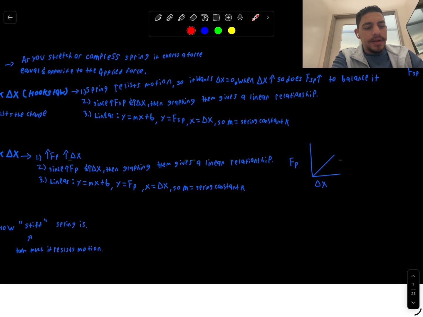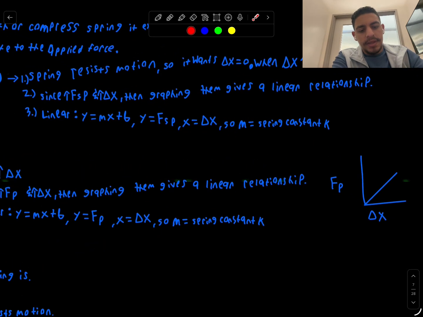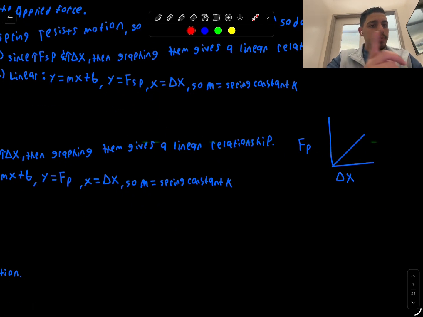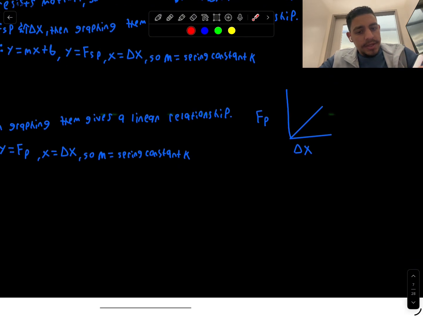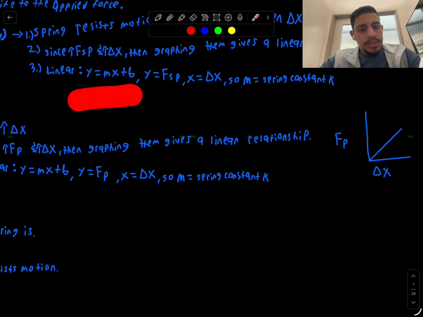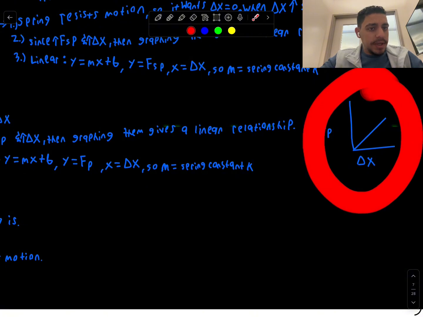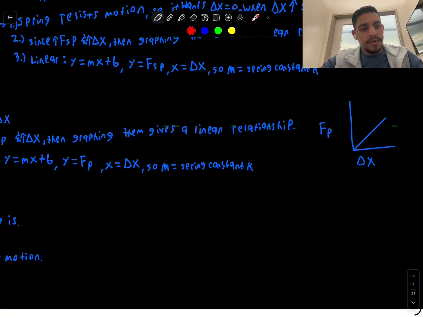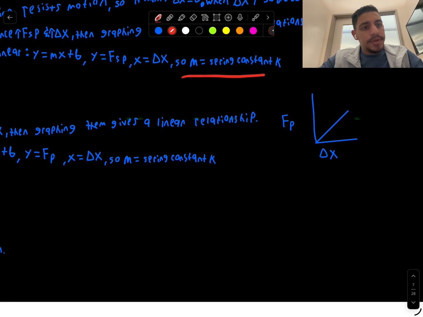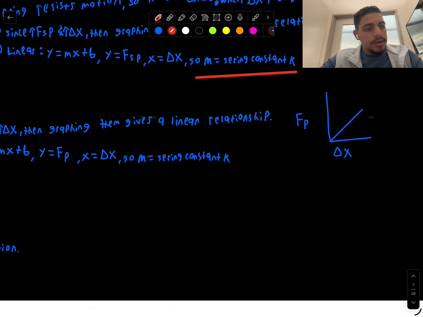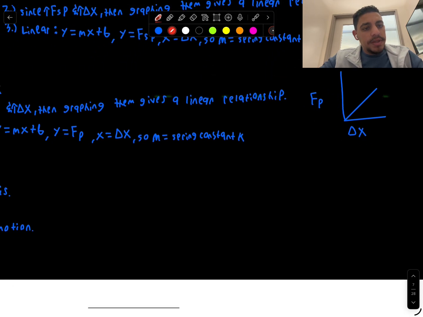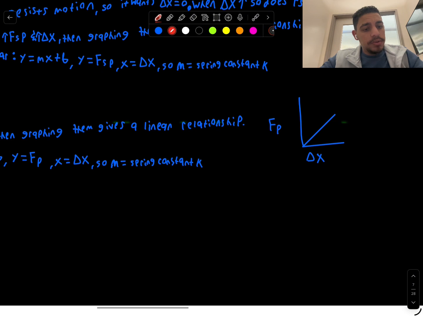And what you get is that you can plot the spring force against the delta X, and you get this linear relationship. When you think of a linear relationship and you go back to this equation of y equals mx plus b, the slope is basically the derivative of this graph right here. Since we're not in a calc class right now, let me just break that down. M is going to be the spring constant K. So whenever you plot these two things together, the slope is just going to be equal to the spring constant.